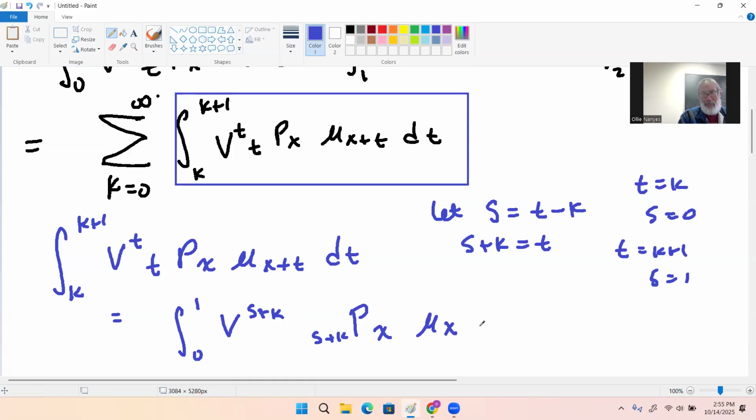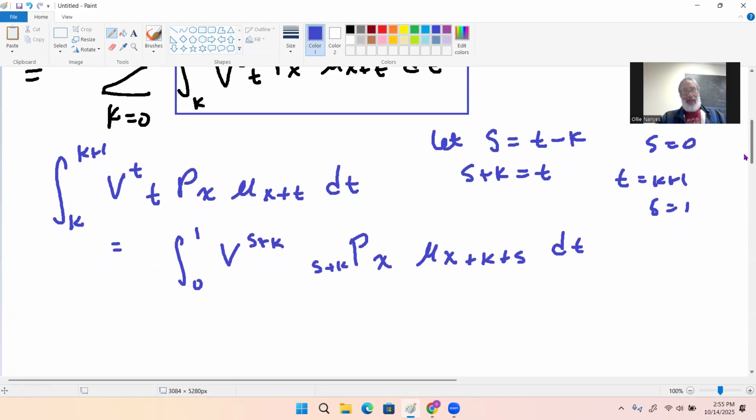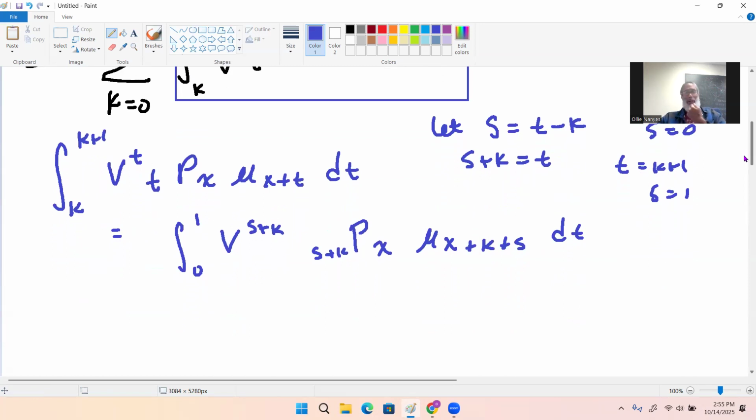This is now mu sub X plus K plus S dt, okay? So we now have an integral from 0 to 1. So far we haven't used the UDD yet. What I am going to do is erase this a little bit right here, and start pulling things on the outside when I can. Notice this K can come out.